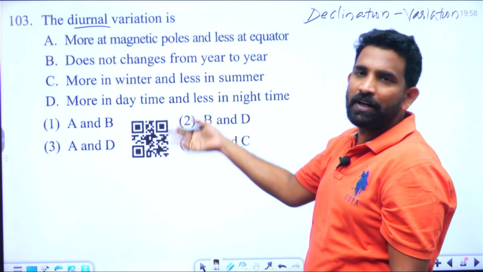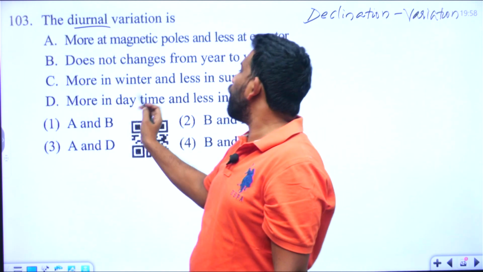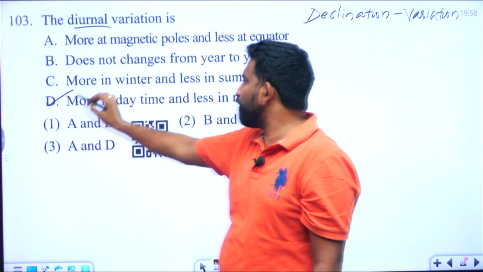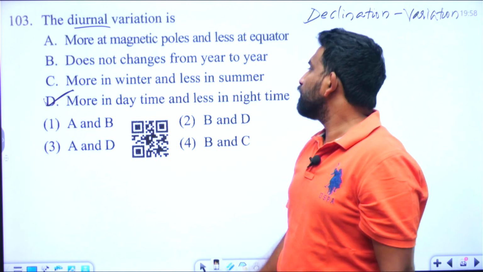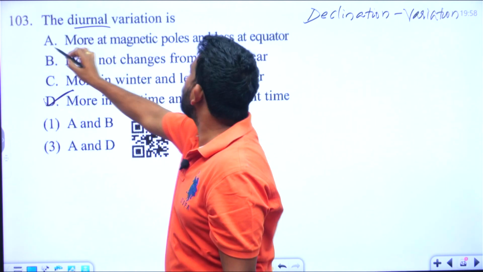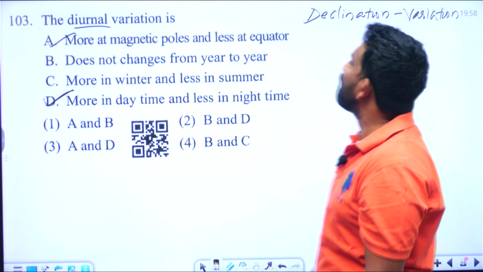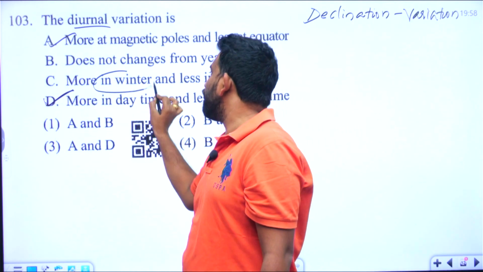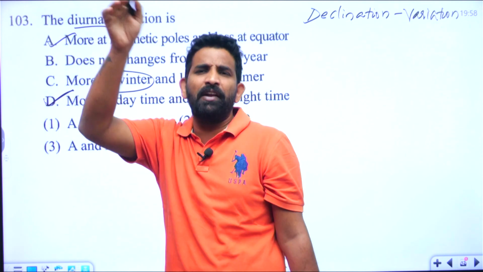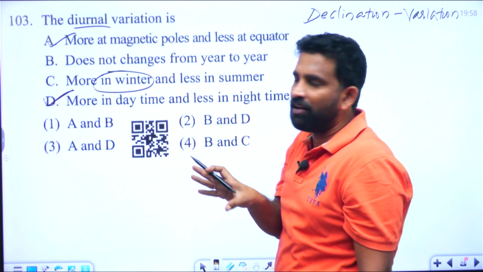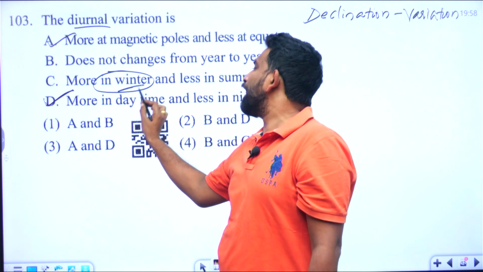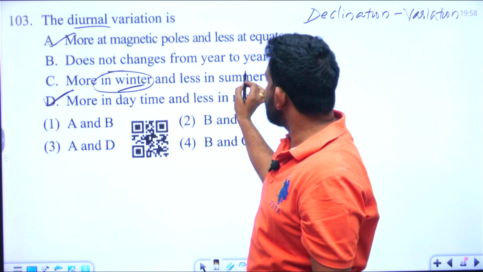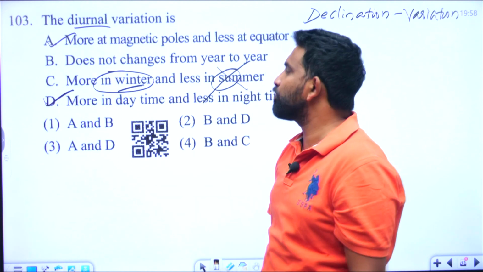Diurnal means per day, so it is obviously more in the daytime and less in the night time. Yes, the diurnal variation will be more in the daytime and less in the night time. It is more at magnetic poles and less at equator, yes. It is not more in winter, because lower temperatures won't impact the declination angle. Remember, in winter we won't have much temperature, so it won't affect this variation. So it is less in summer? No, this is not the correct statement. That's a suitable statement.